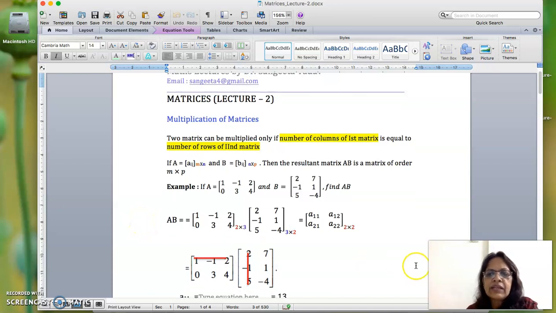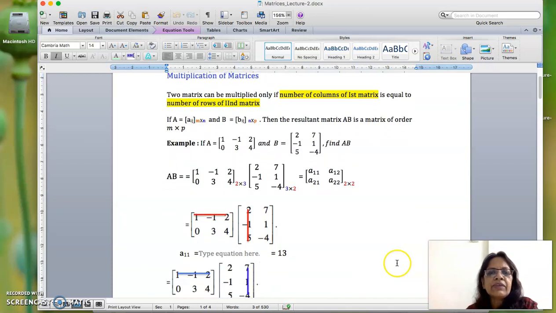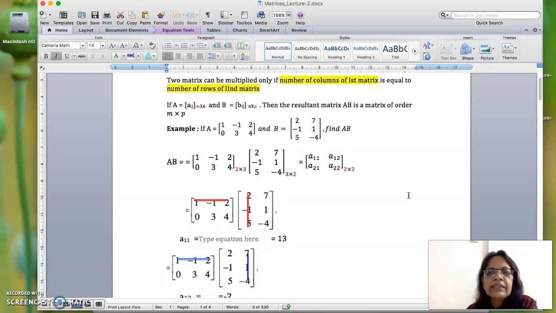So let us see this with the help of an example. Here the matrix A is 1, minus 2, 0, 3, 4, of order 2 cross 3, 2 rows and 3 columns, and B is a matrix of order 3 cross 2, having 3 rows and 2 columns. So they satisfy the condition of matrix multiplication, and the resultant matrix will be of order 2 cross 2, right? In the initial stages we write the standard matrix form first.